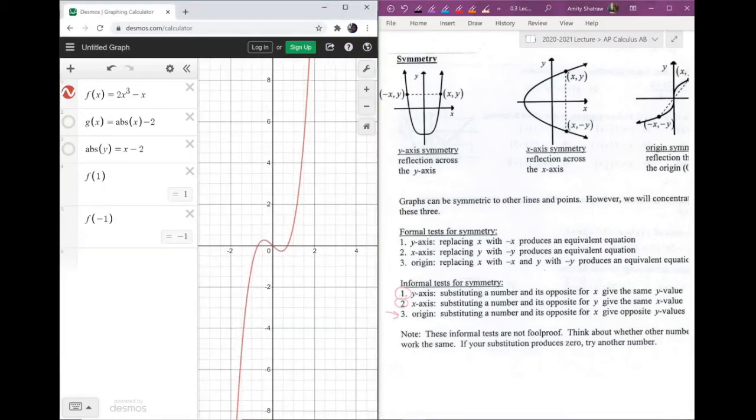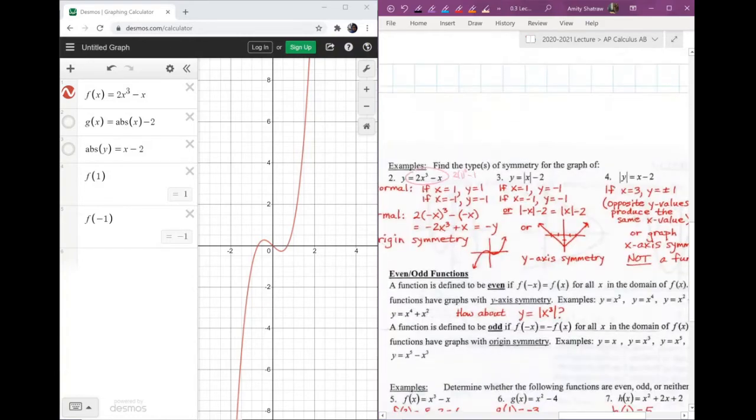And look at the graph. You can tell that it's origin symmetry. It is symmetric to this line. If I rotate this shape around, it turns into the other shape. So let me say this again. Substituting a number and its opposite gives me opposite y values. That's the informal test. The formal test says take x and negative x and y with negative y, you will get an equivalent equation. And that will tell you that you have origin symmetry.